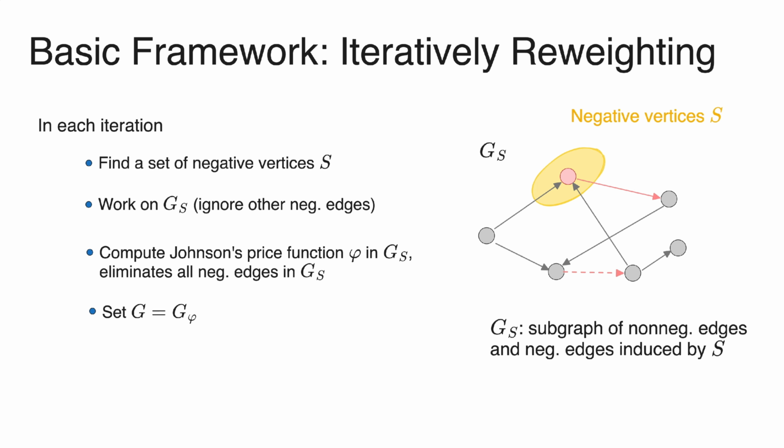By exploring the graph structure in this subgraph, we can compute Johnson's price function quite efficiently and make all negative edges in it non-negative. Then, in the next iteration, we will work on the reweighted graph. In this way, the number of negative edges is iteratively decreased, and in the end, there will be no negative edges. And we can run Dijkstra on the non-negative graph.